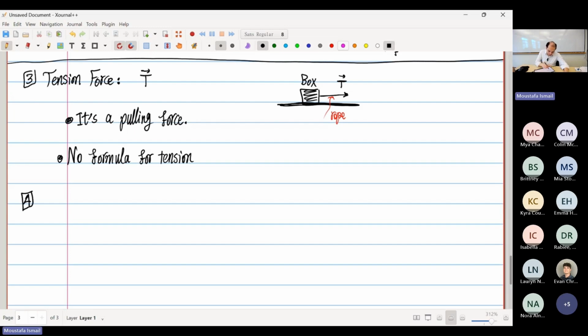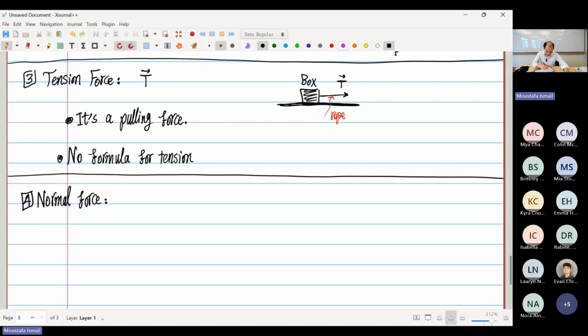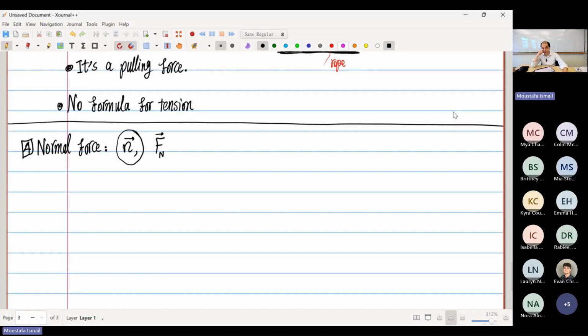Then there is the normal force. We denote it by small n. Some textbooks prefer to use uppercase N, but I reserve that for the units of forces. So the unit of force is a Newton, and Newton is a capital N. So I reserve that to the units. Or sometimes it's denoted as F sub N, but I prefer to use this lowercase n. The agent is a surface. The normal force is always exerted by a surface on an object in contact with that surface.